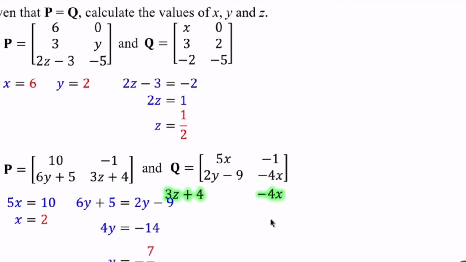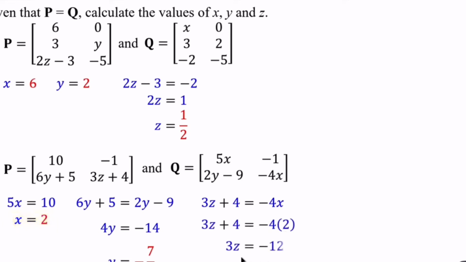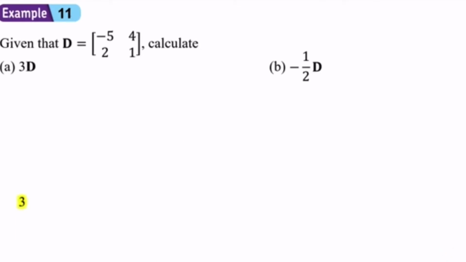And z can be solved by using 3z plus 4 equal to negative 4x. Because we have obtained the value of x just now, x is equal to 2, hence we can solve the value of z by writing 3z plus 4 is equal to negative 4 times 2, right? So finally we can solve the value of z. So we have 3z equal to negative 12, and then hence z is equal to negative 4. Alright, so we have discussed problems involving equal matrices.